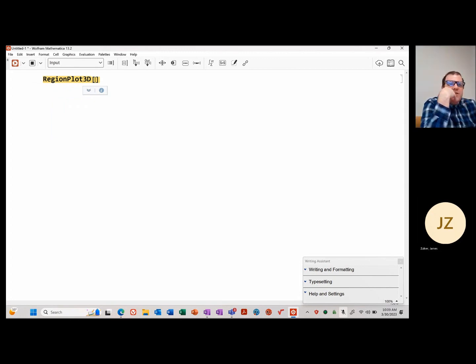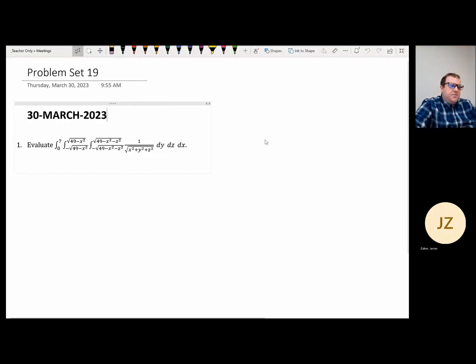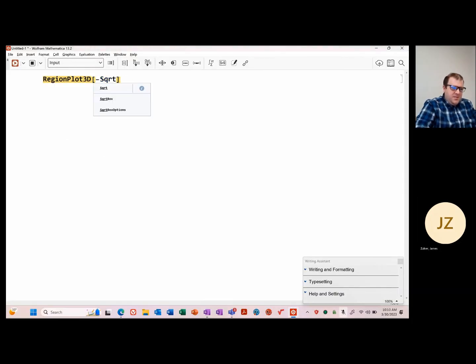So we're going to plot this 3D region. Let's just go in order. Y is going to be between these two functions, less than or equal to the square root of 49 minus x squared minus y squared.